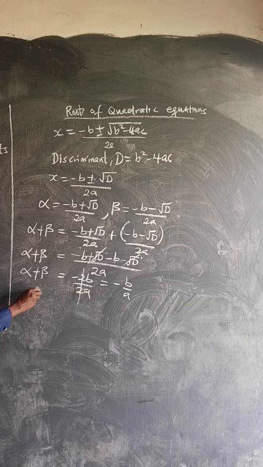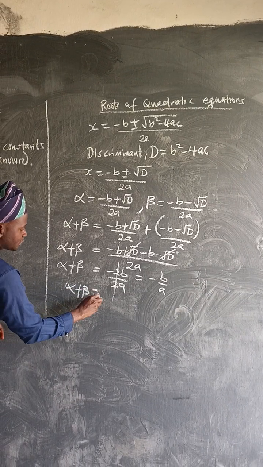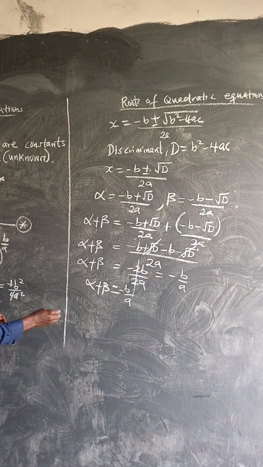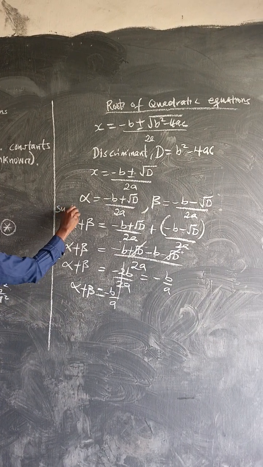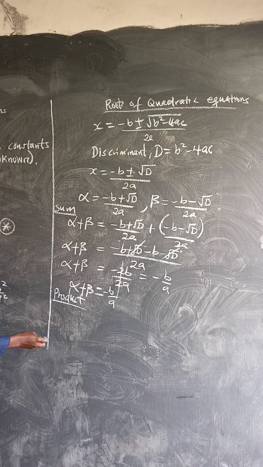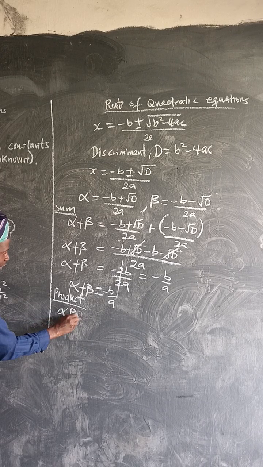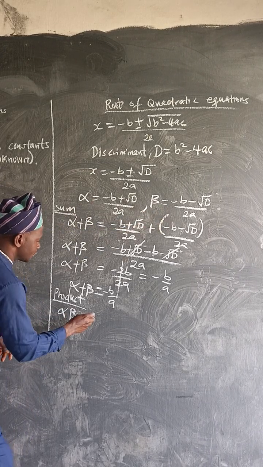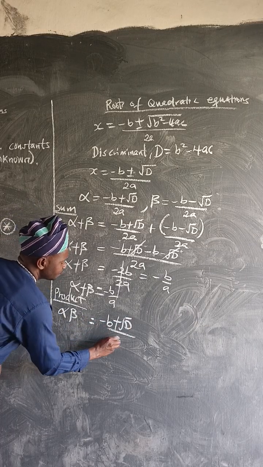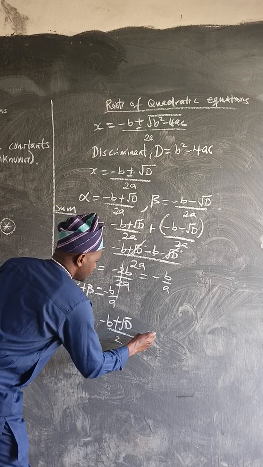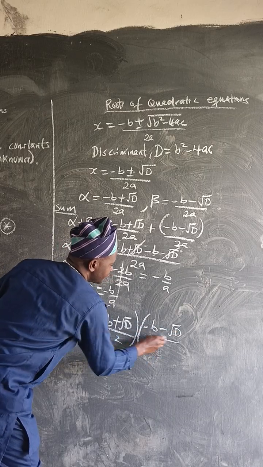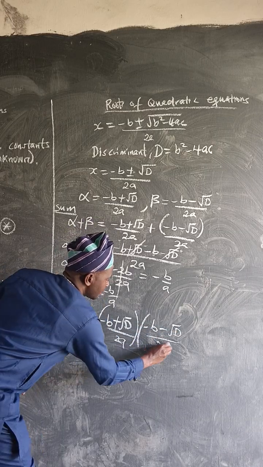We have the sum of the roots equals alpha plus beta, which is minus b divided by a. Now, I want to determine the product of the roots, that is alpha multiplied by beta. We are going to multiply these two together. So we have minus b plus root D divided by 2a, multiplied by minus b minus root D divided by 2a.